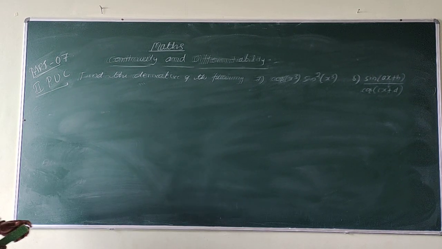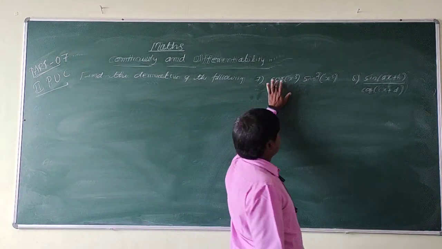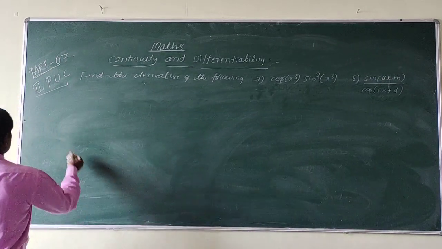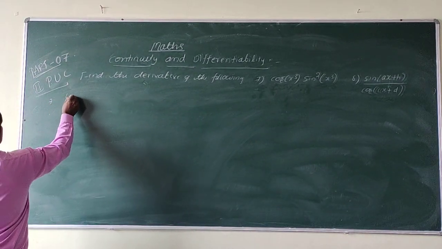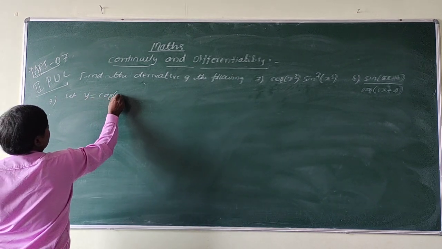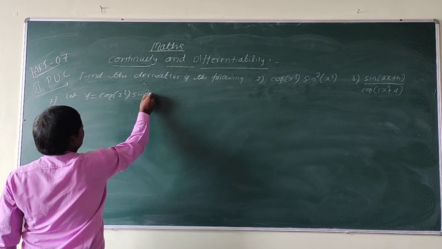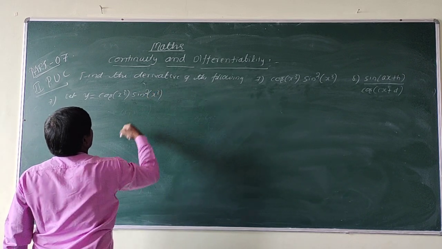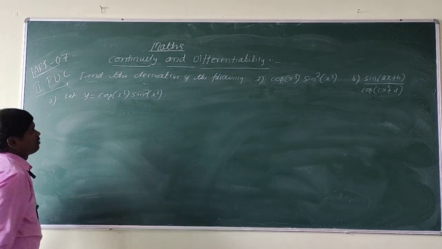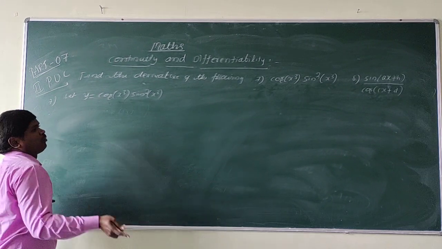Next, questions number 7 and 8: find the derivative of the following. For the seventh question, let y is equal to cos x cube into sine square of x cube. Here this is the product of two terms, a product of two composition functions.